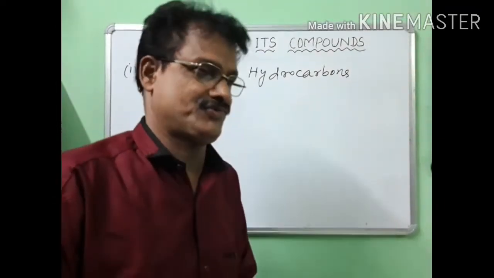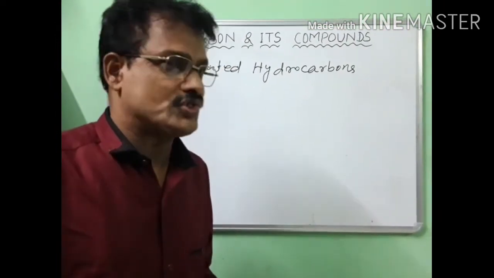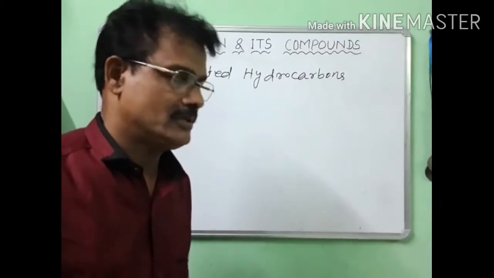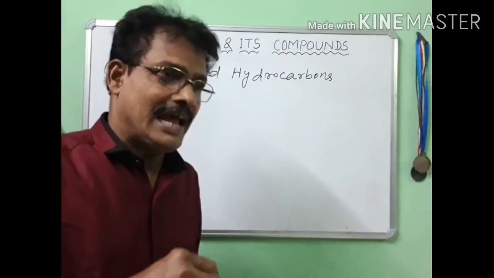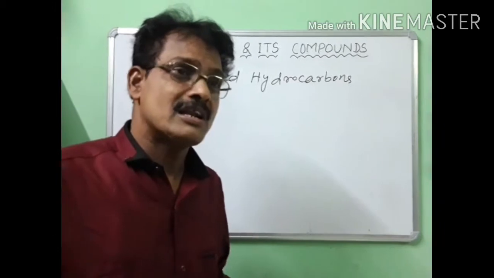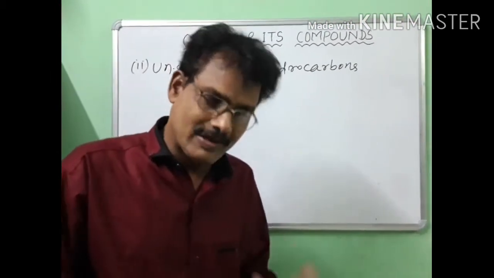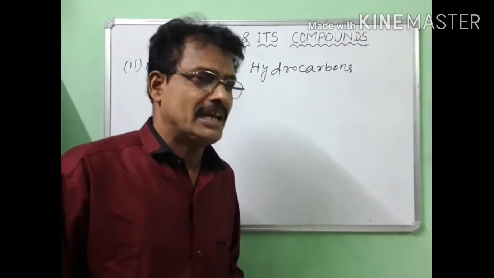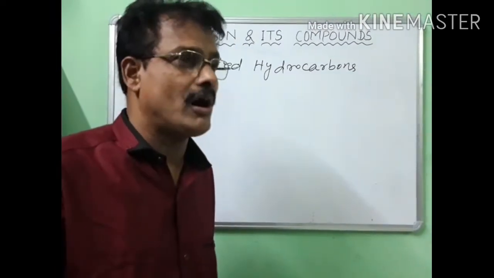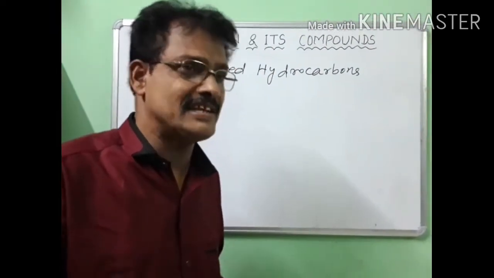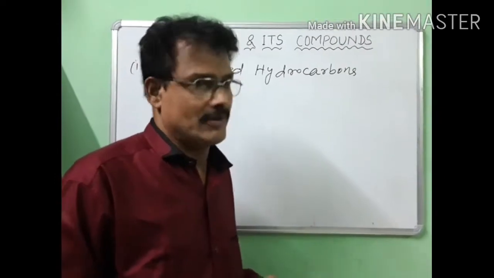So what are unsaturated hydrocarbons? Those carbon compounds or hydrocarbons in which at least one double bond or one triple bond, or a multiple bond, is present along with single bonds are called unsaturated hydrocarbons. Clear?